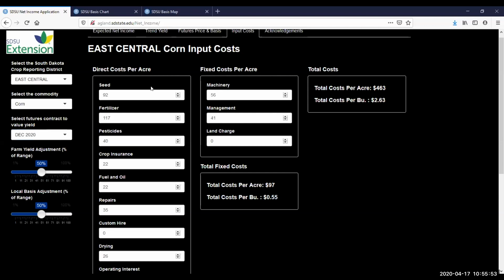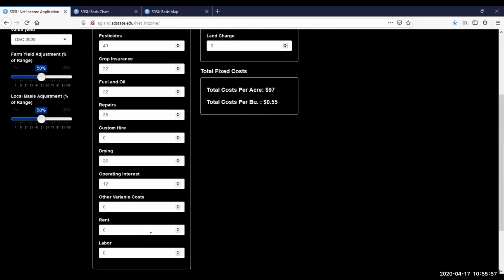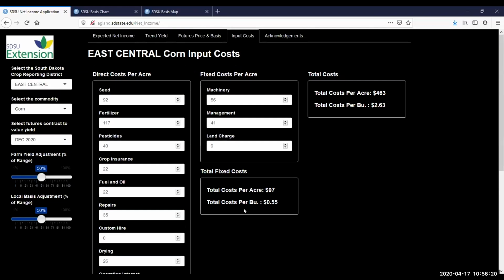So if we leave all of the inputs the way they are, one thing I want you to notice as we start looking at income is that currently there's no rent listed. So if you are paying cash rent for a piece of ground, or you want to include your cost of insurance or taxes on a per acre basis, those would be inputted here as well. So this is the input tab.